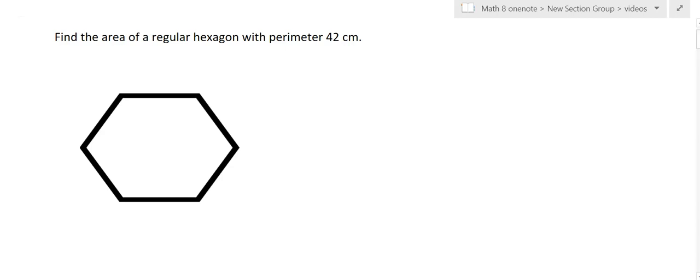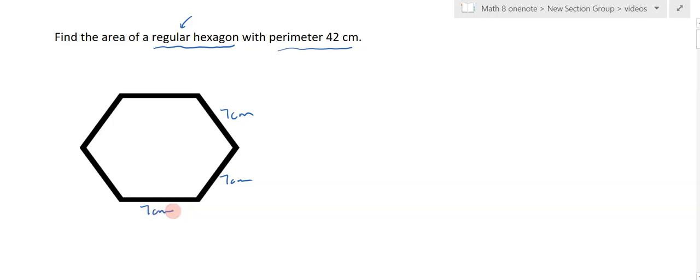Let's review area of a hexagon. This is a regular hexagon. Regular means that each side is exactly the same length, so all sides are the same. So if it has a perimeter of 42 and there are 6 sides, 42 divided by 6, we now know that each side is 7 centimeters.